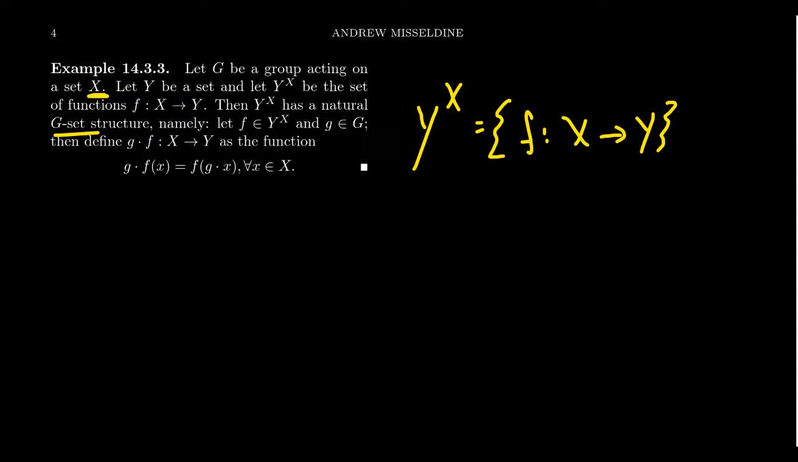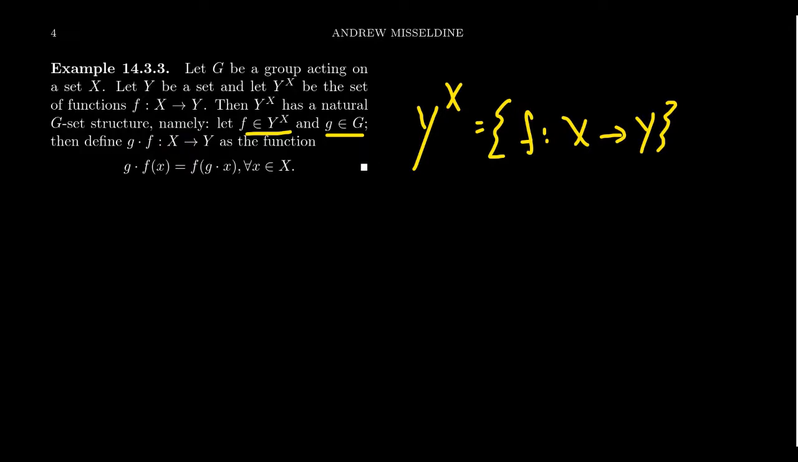And you do it in the following way. Since Y to the X is a collection of functions and G is a group, we have to make sense of what it means for a group element to act upon a function. It should produce a new function. So what is the function g dot f? It should be a function that takes as its domain X and lands in Y. But remember, X is a G-set, so it makes sense to act on X by the element g.